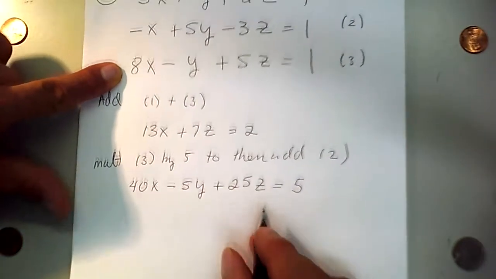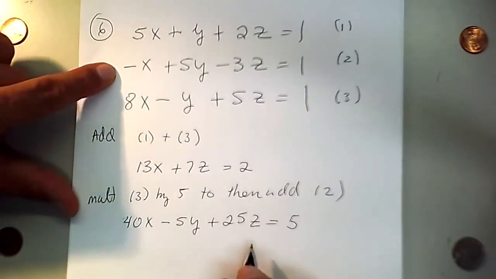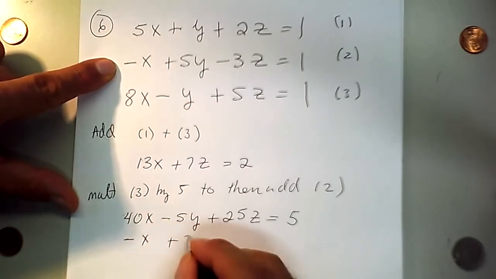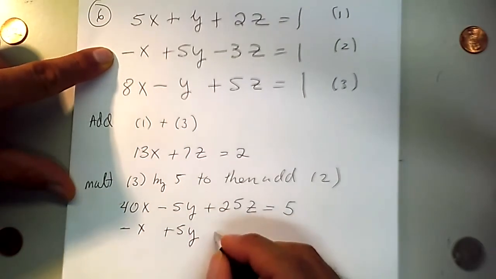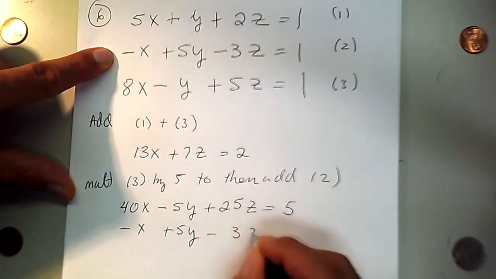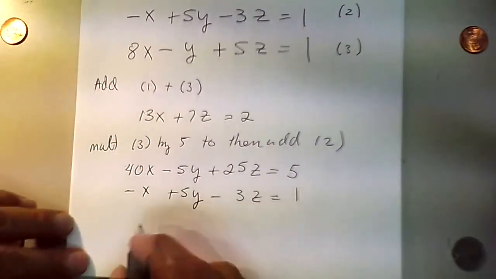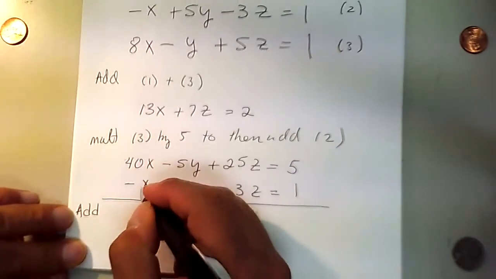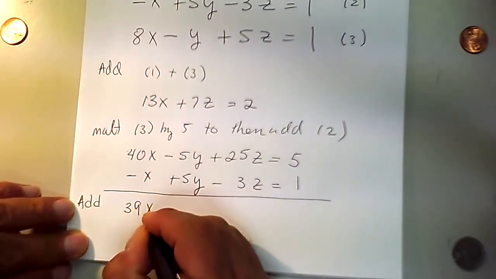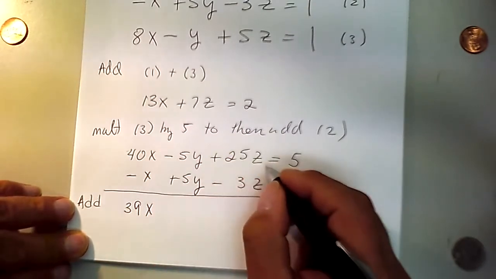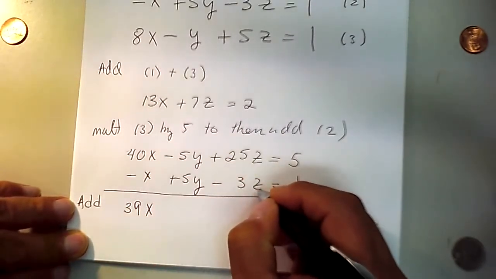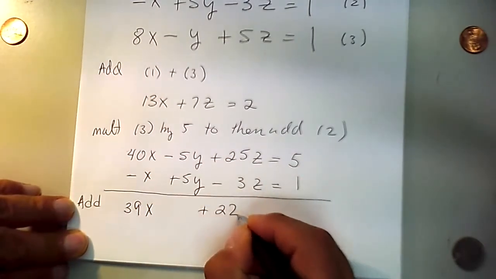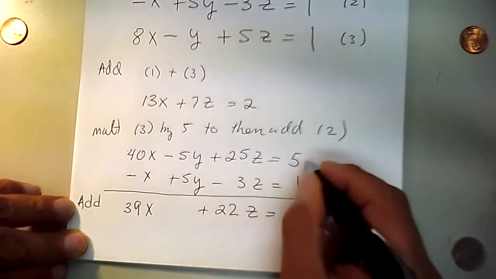Okay. Then we're gonna add equation 2. I'm gonna write it underneath. Negative x plus 5y minus 3z equals 1. And we're gonna add those together. We're gonna end up with 39x. See, this is way more complicated. The y's cancel off. 25 minus 3 is 22, plus 22z equals 5 plus 1, 6.